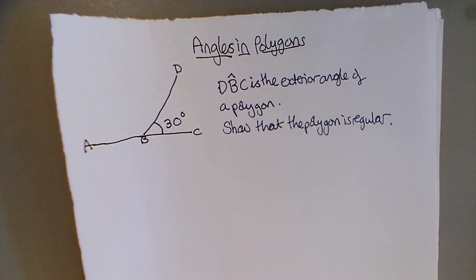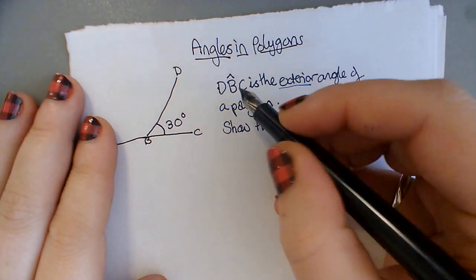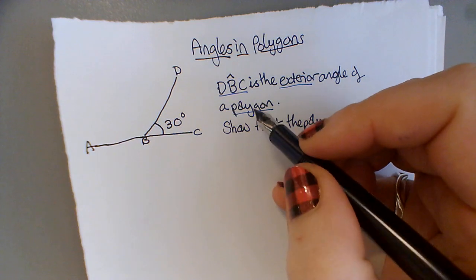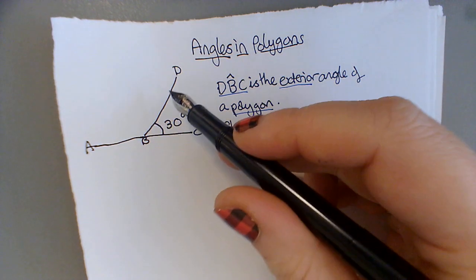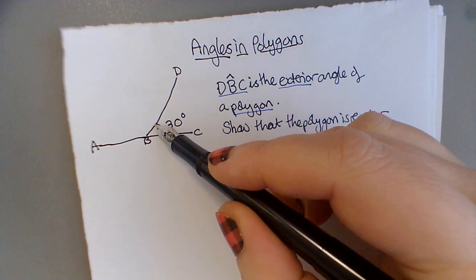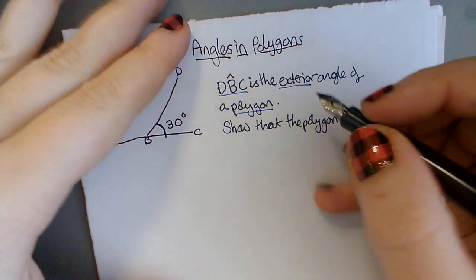So, starting with angles in polygons, we need to understand what an exterior angle is, what this angle notation means and what a polygon is. A polygon is any shape with straight lines. DBC is the angle from D to B to C, so that will be this angle here. And it says it's an exterior angle of a polygon.